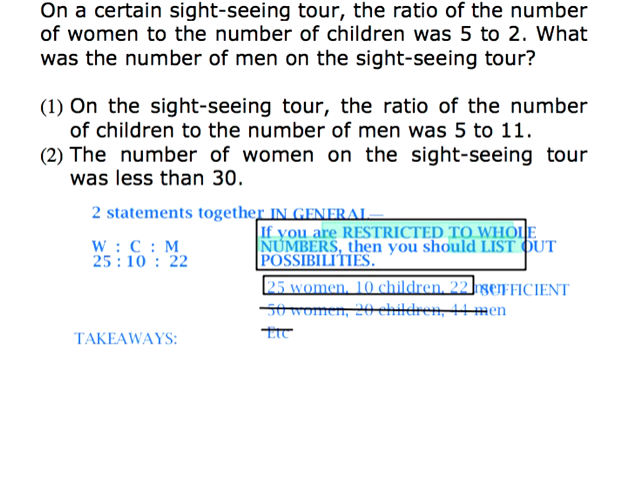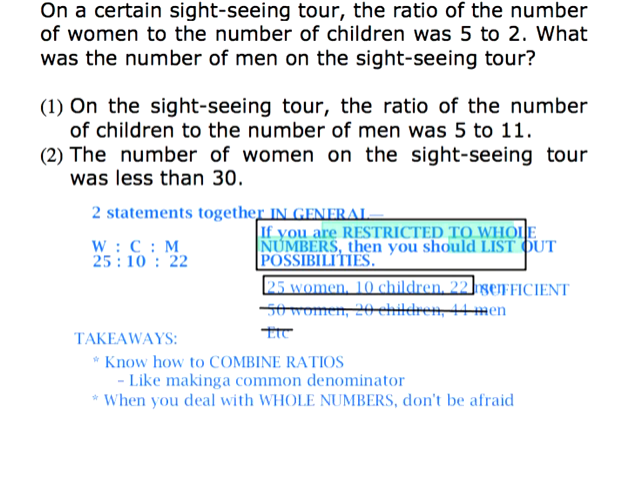Takeaways that you can get: first of all, make sure you know how to combine ratios. Again, it's like making a common denominator. So if you know how to make a common denominator, you also know how to do this. Same process. And also, don't forget when you deal with whole numbers, don't be afraid to make a list. As you can see, you're probably not going to have to make a very long list. So that seems to be the entire process of how we zeroed in on the answer.